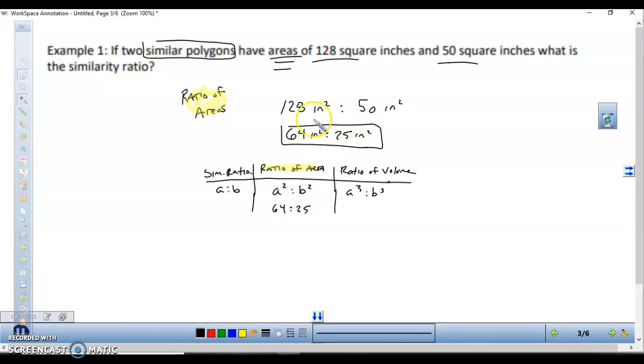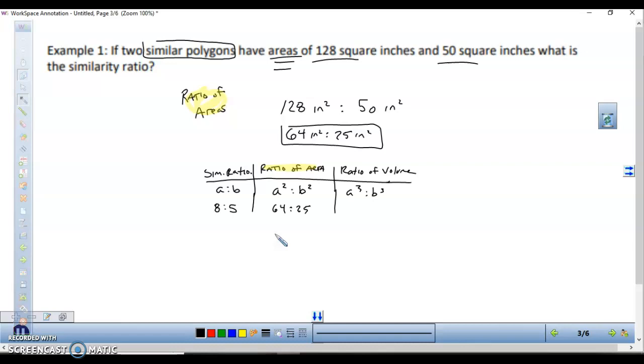If I would have just plugged 128 and 50 in here, I would have had a harder time, because when I went to square root that, they're not perfect squares. But when I square root these, if the ratio of areas is 64 to 25, then the similarity ratio is 8 to 5. I simply square rooted them.